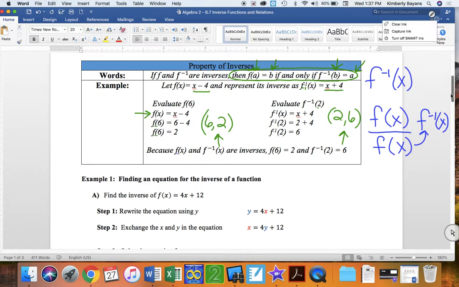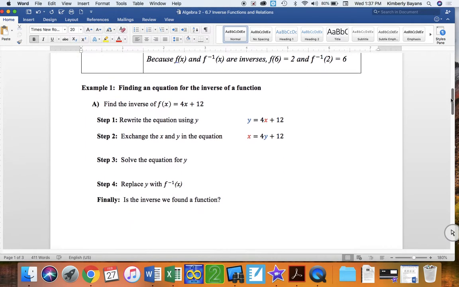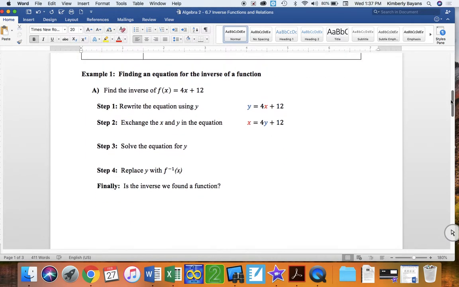Okay, so let's do some examples and we'll talk about it a little. I think it'll make more sense. The first thing I want you to be able to do is find an equation for the inverse of a function. So if your instructions tell you find the inverse of f of x equals 4x plus 12, the first thing I want you to do is take this f of x and replace it with a y. So that's what I did right here. I replaced my f of x with a y.